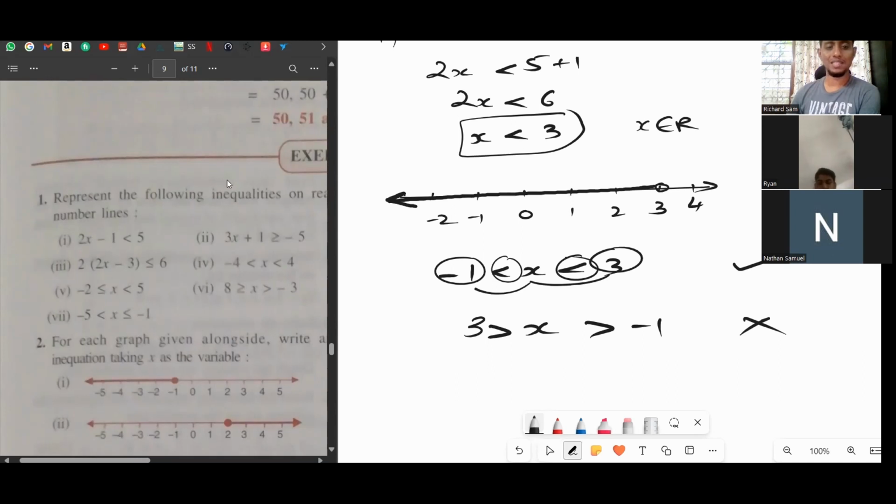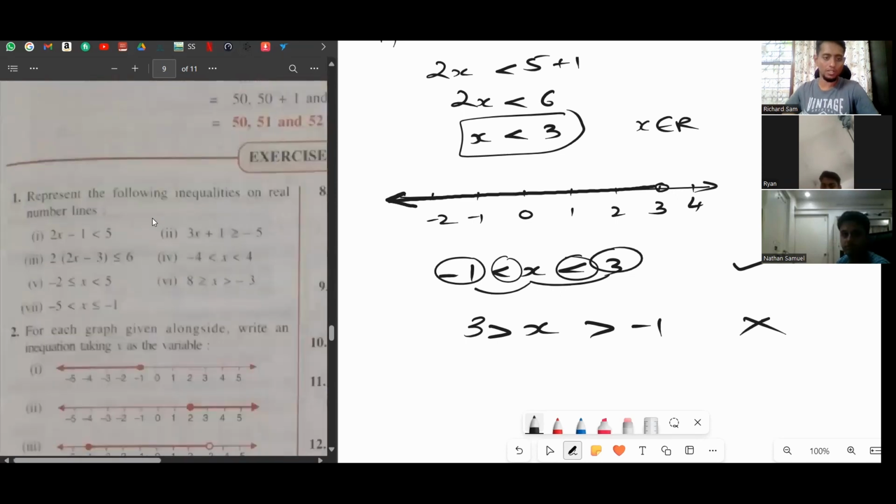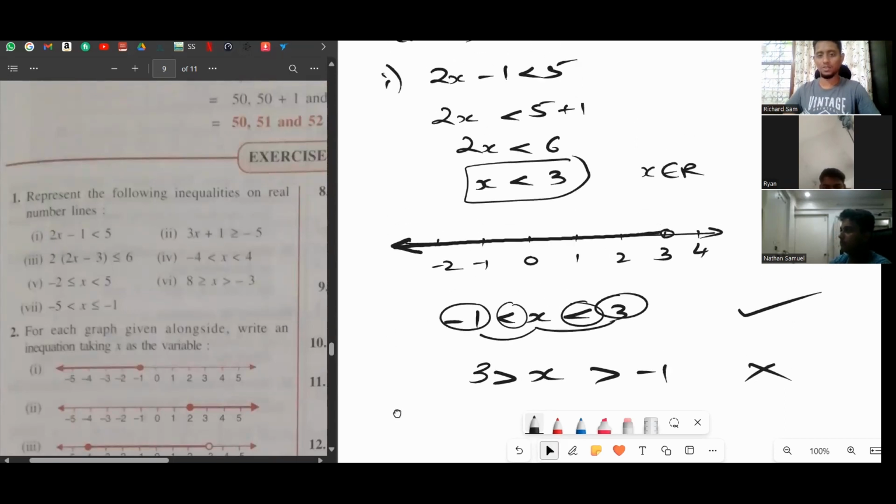Solve the questions. This is exercise 4B from my book. From question 1, you have to do 1, 3, 5, and 7. Represent the following inequalities on a real number line. For the first and third, you have to solve it and find x. And I've done the first one for you.